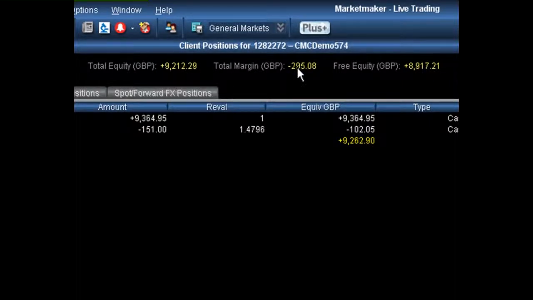Total margin, well, it's currently sitting at £295. So straight away, we know that that's greater than zero, so we know we have live positions currently within the system. Alright, so how do we go about figuring out what they are?